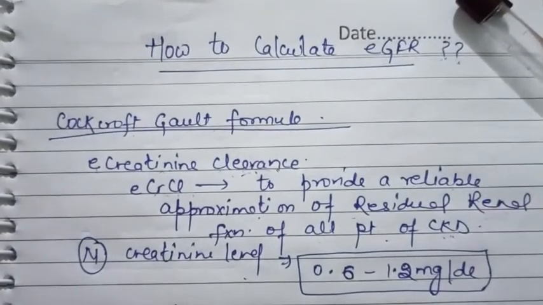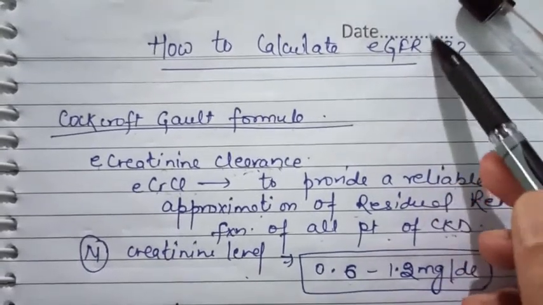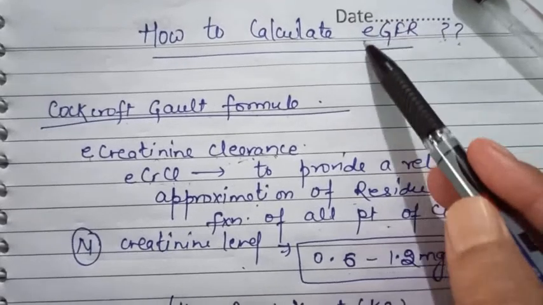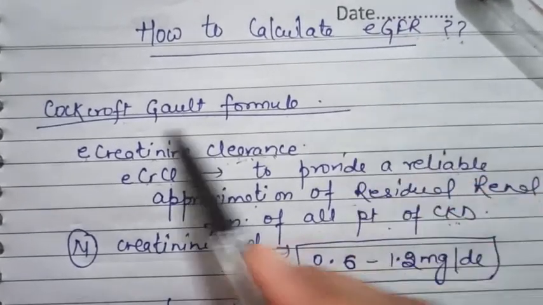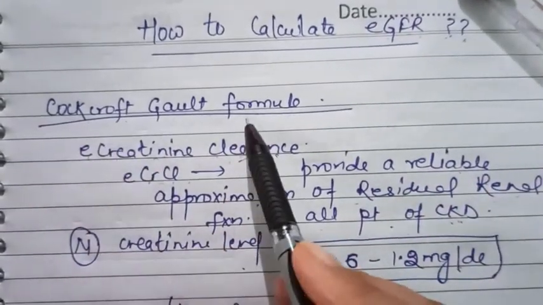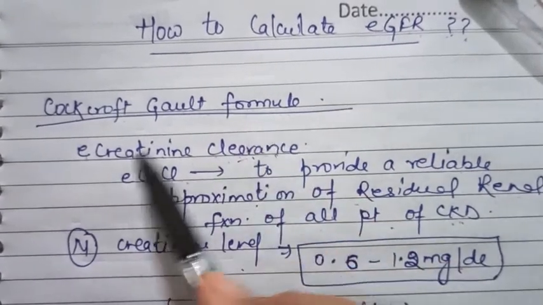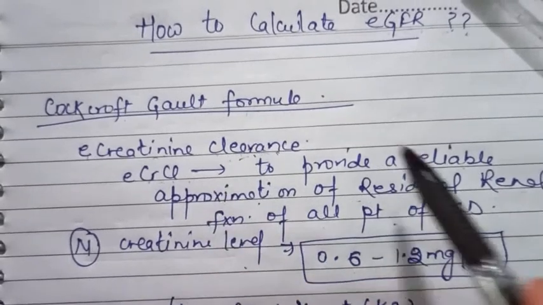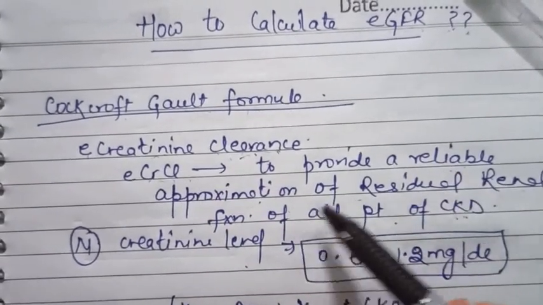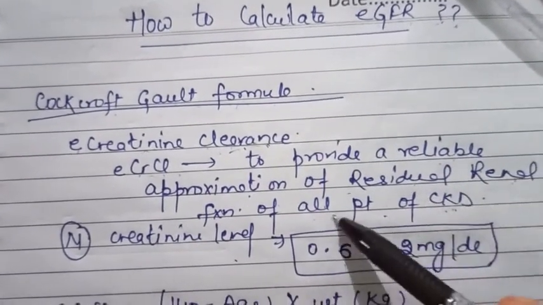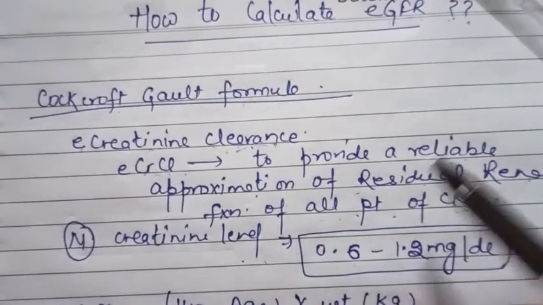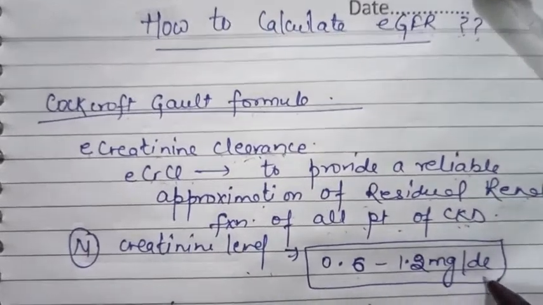In this video we will discuss how to calculate estimated glomerular filtration rate. For estimation of glomerular filtration rate, there is one formula, that is the Cockcroft-Gault formula. This formula is used to estimate creatinine clearance value. The creatinine clearance value will provide a reliable approximation of residual renal function in a patient of CKD. The normal creatinine value is 0.6 to 1.2 mg per dL.